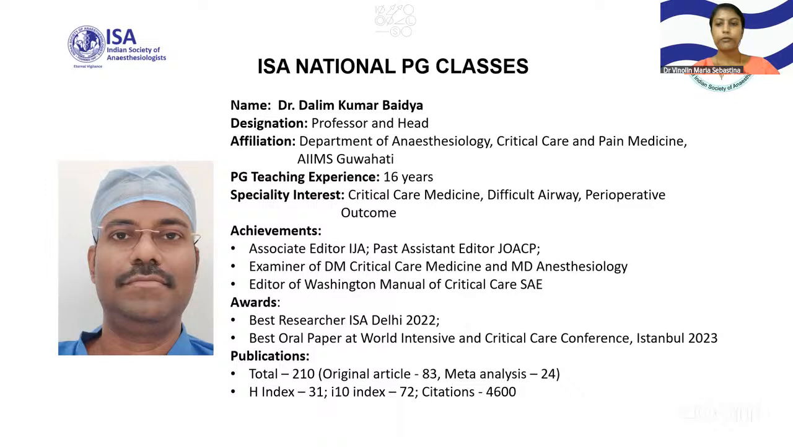Sir has been awarded Best Researcher ISA Delhi 2022 and Best Oral Paper at World Intensive and Critical Care Conference, Istanbul. And Sir has a mammoth number of publications, which is 210, which includes 83 original articles and 24 meta-analyses. Sir's publication numbers are jaw-dropping: he has an H index of 31, i10 index of 72, and 4,600 citations. I welcome you, sir, for today's class.